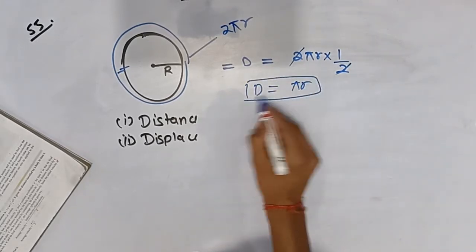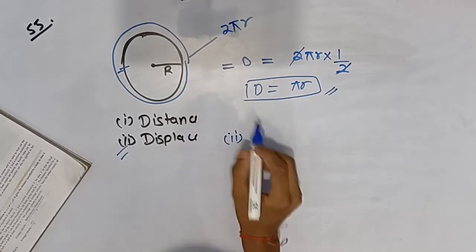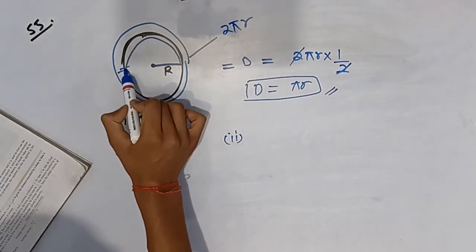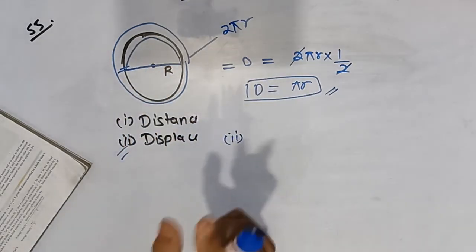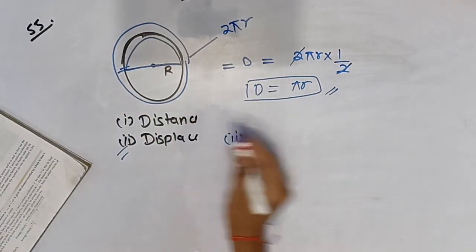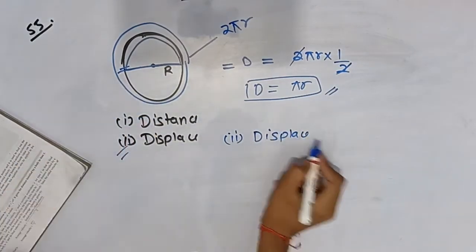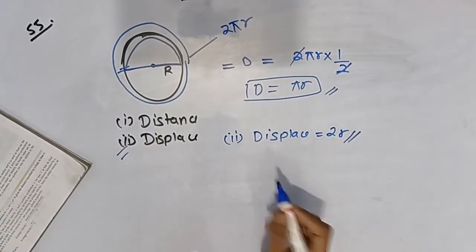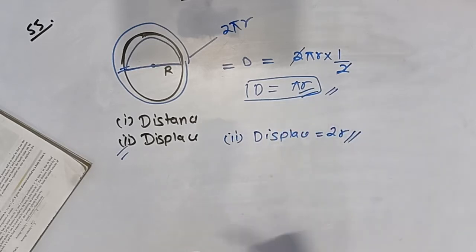So now let's deal with displacement. What will be the displacement? If it traveled only half the distance of the circle, we can say that it is a diameter, and the diameter is the longest chord of the circle. So we can say displacement is equal to 2r. It is the formula of the diameter. So simply, the distance will be pi r and the displacement will be 2r. So this was the answer to our question number 55.